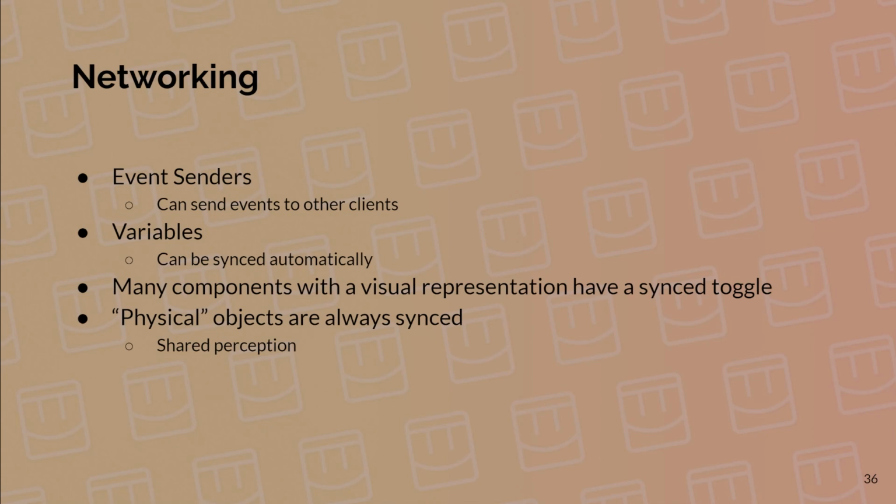Additionally, physical objects, things that players can directly physically interact with, things like geometry or maybe a basketball, are always synced, at least for now, though we have occasionally discussed relaxing this constraint. This is to maintain this idea of shared perception. We think it would be odd if two people were standing in a room and someone said, look at that basketball, and somebody else said, what basketball?